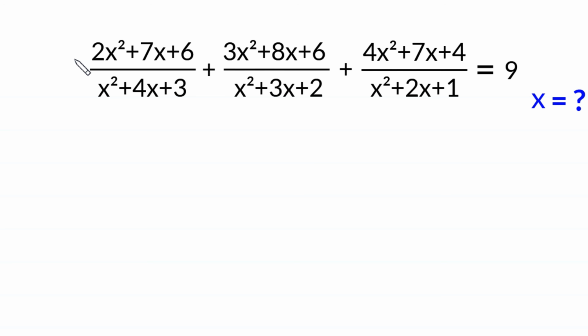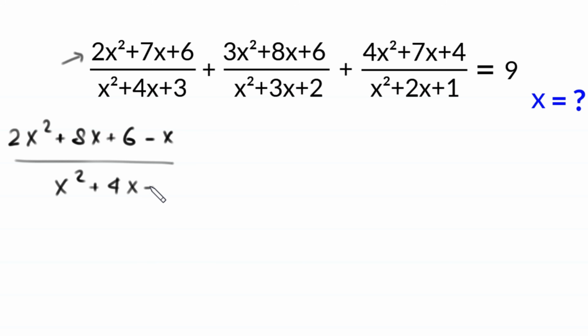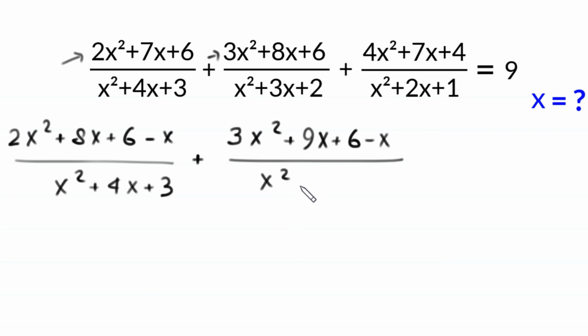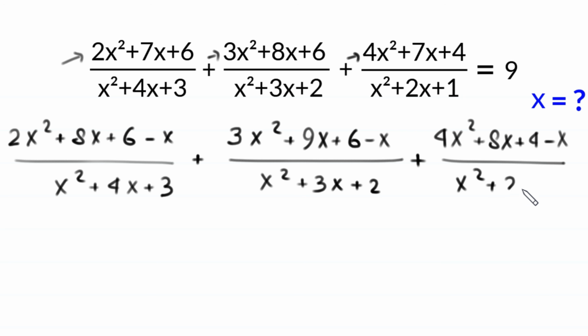So let's start. We can rewrite this numerator as 2 times (x² + 4x + 3) minus x, divided by the denominator, which remains the same, x² + 4x + 3, plus we can rewrite this numerator as 3 times (x² + 3x + 2) minus x, divided by x² + 3x + 2, plus we can rewrite this numerator as 4 times (x² + 2x + 1) minus x, divided by x² + 2x + 1, and this is equal to 9.